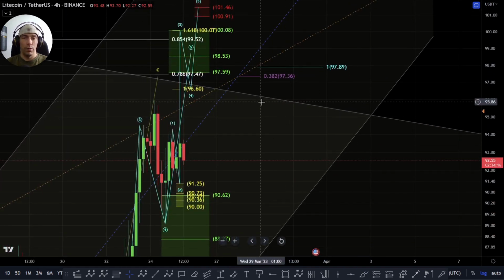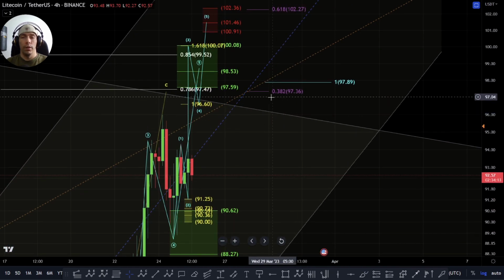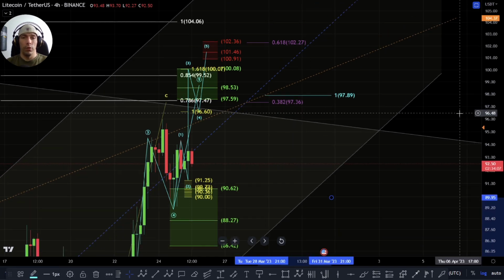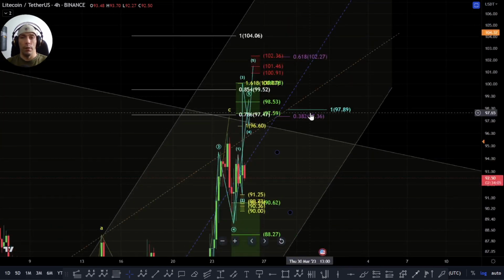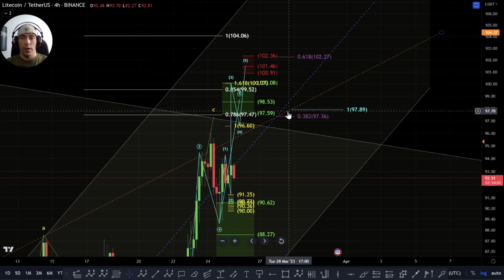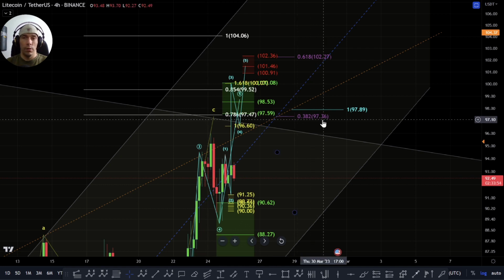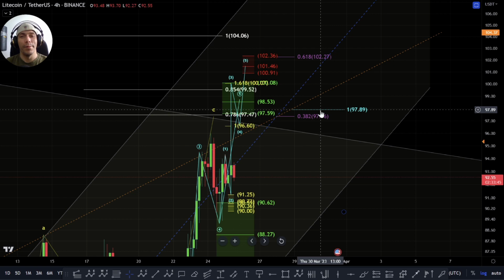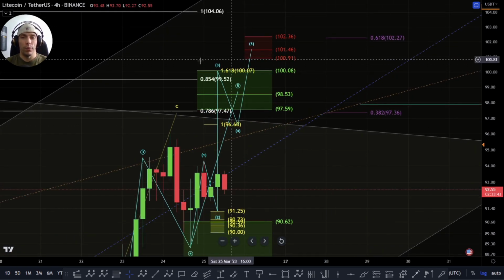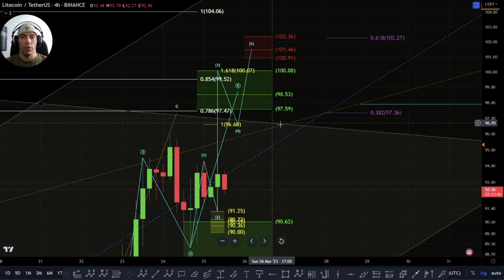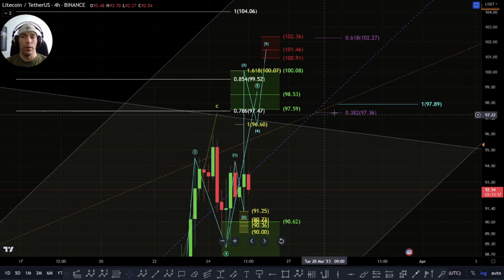As well as that, within that zone, there is a little bit of confluence here that we have this 0.382, as well as this one to one here, which is basically a one to one of the first wave. So keep an eye on this area. There's a little bit of a cluster going on here. This 0.786 of the A wave, the 0.382 of the wave 1 to 3, the 1 to 1 of the wave 1, and basically this typical rejection area that we have here, this $100 to this 97.59. So keep an eye on this zone.